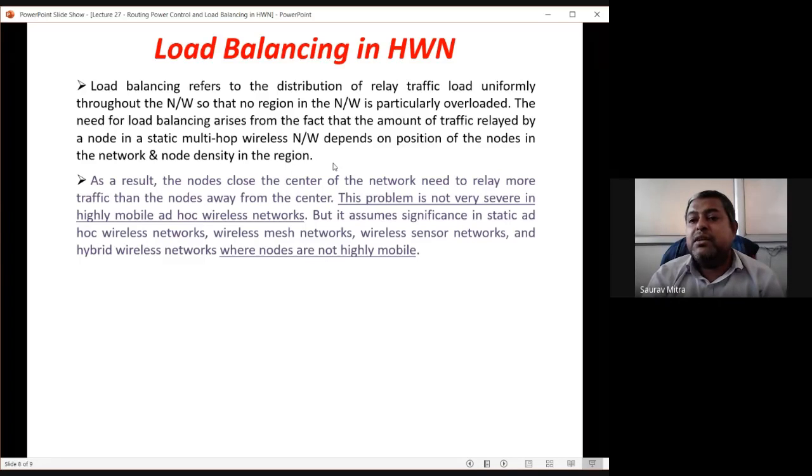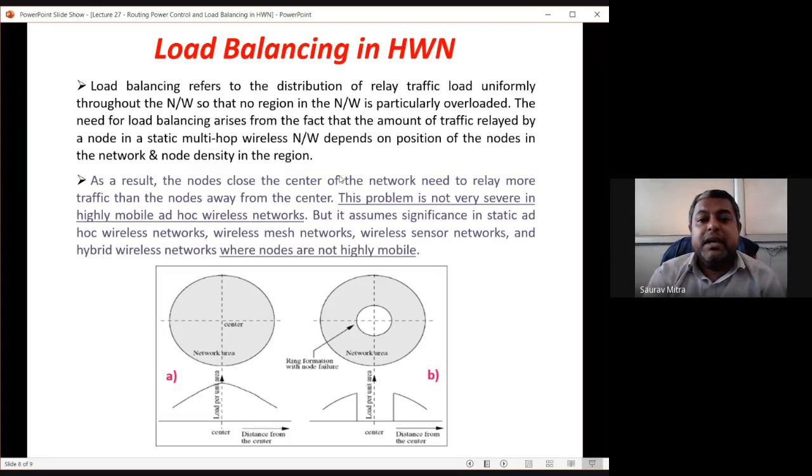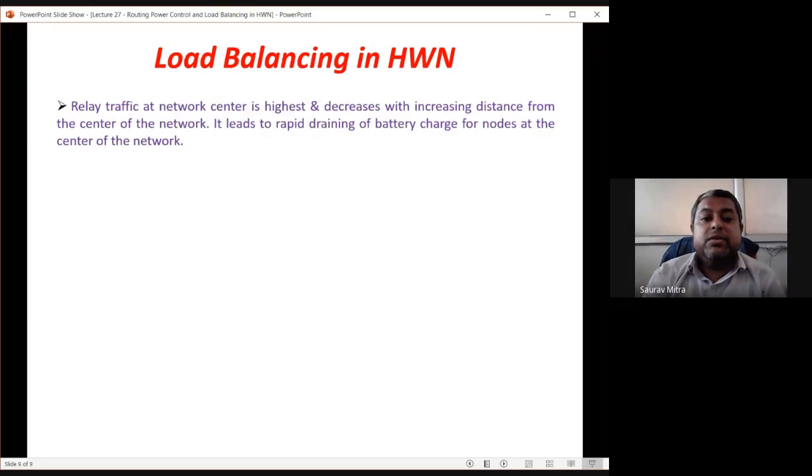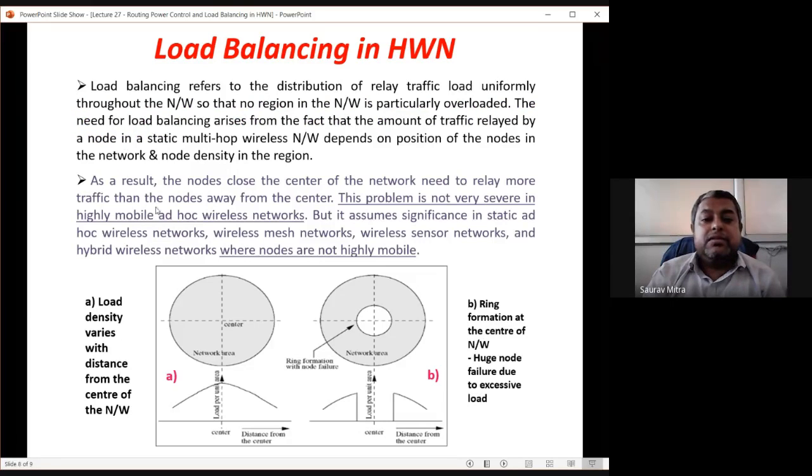So if it's a circular area, towards the periphery, whatever data nodes are there, at that point the traffic density will be very less, and the nodes towards the center, there the data traffic density will be very high. As a result, the nodes close to the center of the network need to relay more traffic than the nodes away from the center. So there's a very important thing: nodes which are towards the center of the network have to relay more data than the nodes which are away from the center.